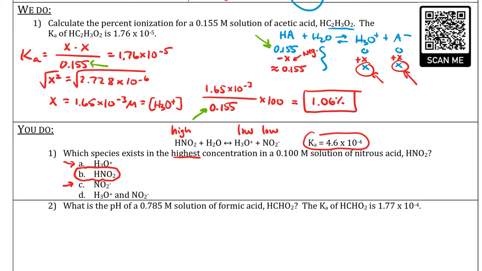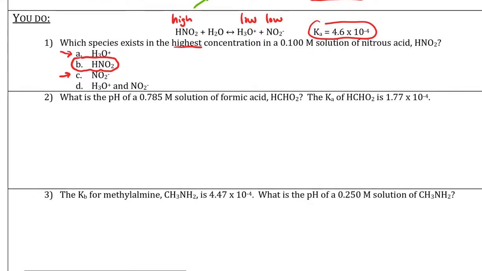Now, if the question asks which species exists in the lowest concentration, then we'd need to choose D, because those should be equal to each other, right? And that's where we see that in the change line. We would gain X amount of both the H3O and the NO2 ions, and they would both be formed simultaneously and equally, plus X and plus X. But since it asks for highest concentration, we recognize that the weak acid will more or less remain at the end.